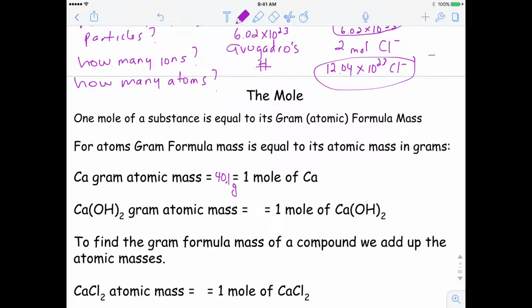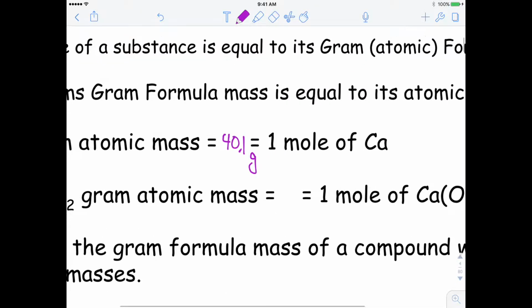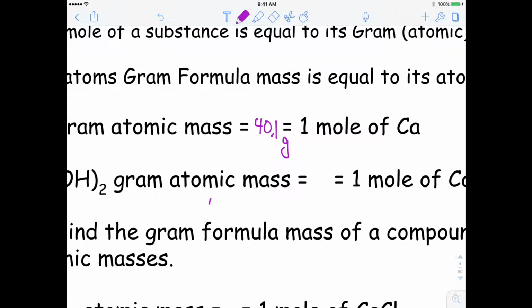Now I could do the same thing for something like calcium hydroxide. Calcium is 40, plus 2 oxygens, which is 32, plus 2 hydrogens, that's 2, and that gives me a mass of 74 grams for every 1 mole. Notice that in the first one I rounded to the tenths place, and in this one I rounded to whole numbers.